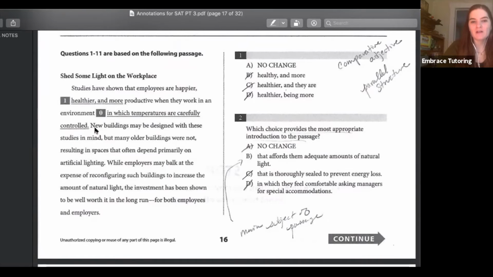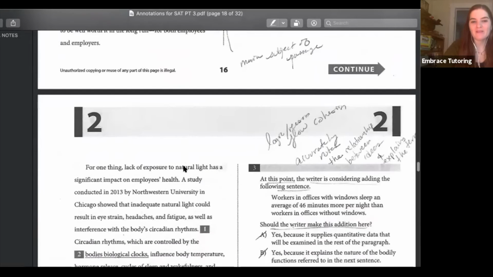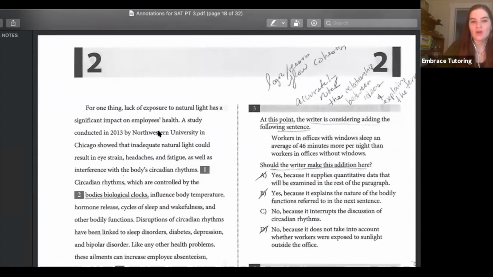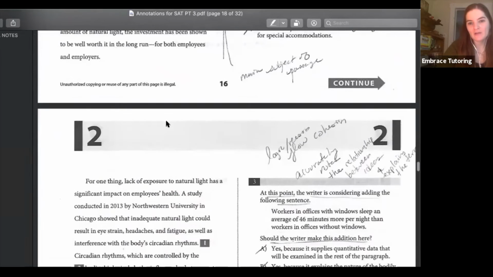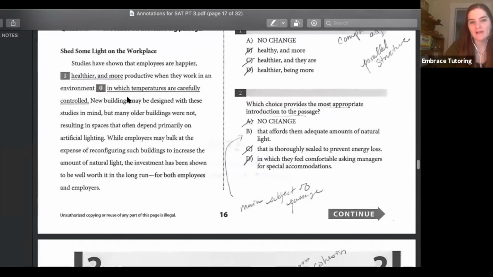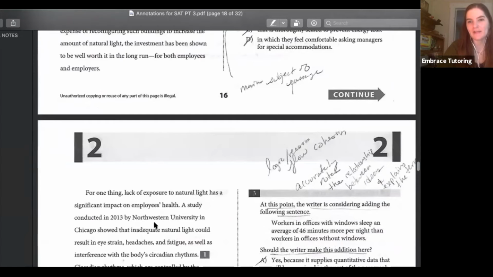The focus here is on adequate amounts of natural light. So the benefits of natural light. Okay, so showing, which you can learn from this first section here, where it's talking about lack of exposure to natural light has a significant impact on employees' health. Okay, so that's kind of where you're going with this. So you want to make sure that you're finding the right sentence to help introduce that idea and lead the reader to that conclusion, to set them up to understand where you're going.